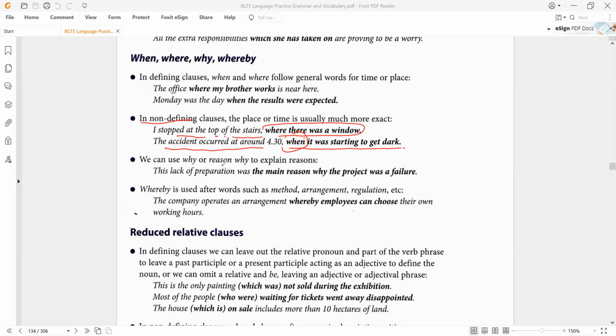We can use why or reason why to explain reasons. The lack of preparation was the main reason why the project was a failure. Why the project was a failure.